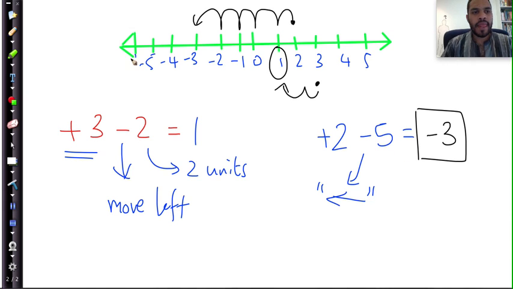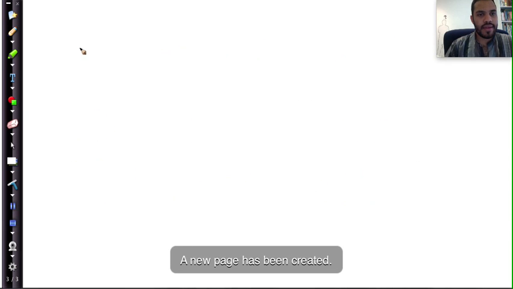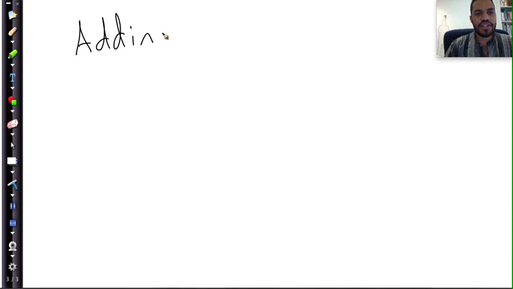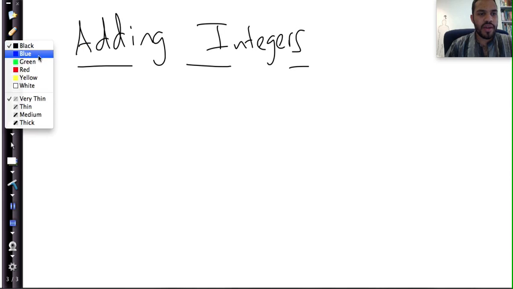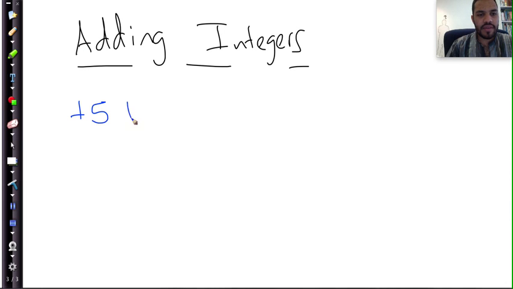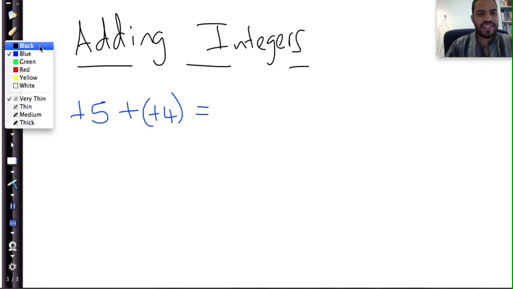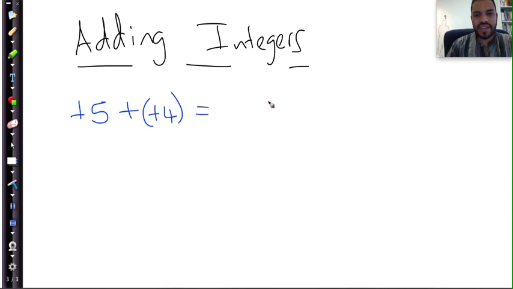That's my result. Okay, the next part, what I want to do now is give you a shortcut for adding integers. The way we want to do this now is we don't really want to look at the number line for every single thing, but we want to say, what is positive 5 plus positive 4? Well, it's 5 plus 4, and that is equal to 9.